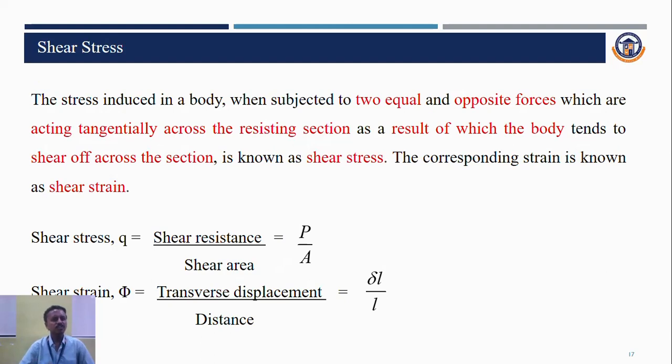Next one will be shear stress. The stress induced in a body when subjected to two equal and opposite forces which are acting tangentially across the resisting section, as a result of which the body tends to shear off across the section, is known as shear stress. The corresponding strain is known as shear strain. Formula for shear stress is shear resistance by shear area, which is equal to P by A. Formula for shear strain is transverse displacement by distance, equal to del L by L.